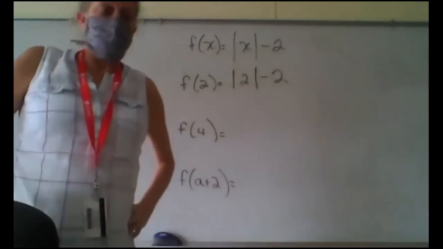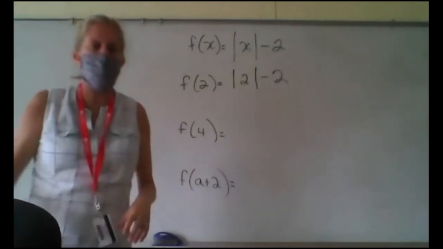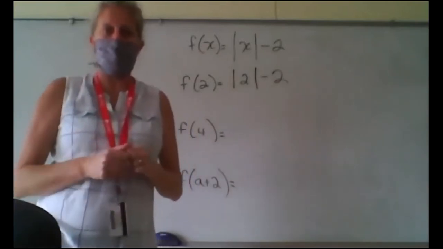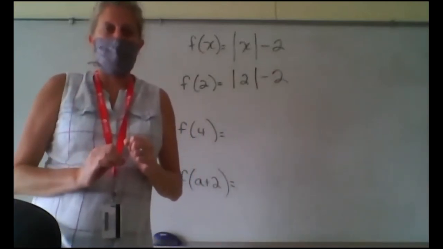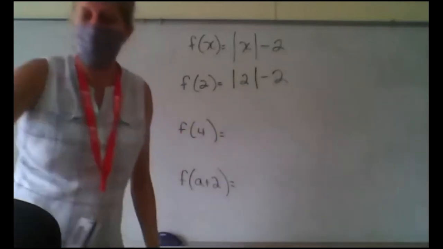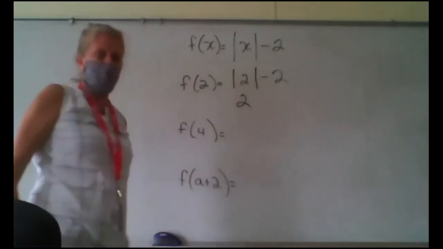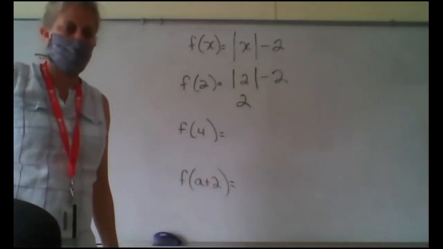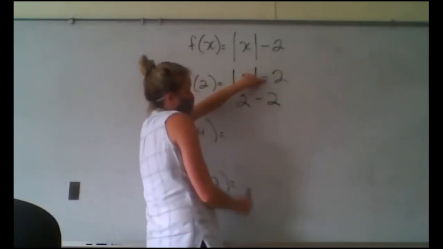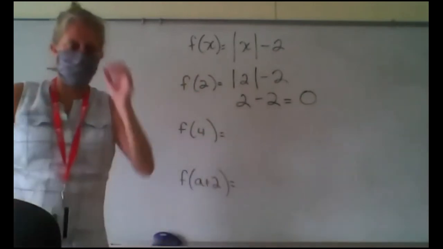So what I need to figure out is what is the absolute value of 2? Well, the absolute value just means how many physical spaces you are away from the number 0. So how many spaces away from 0 is 2? It's 2 spaces away, right? So the absolute value of 2 is just 2. Bring down the minus 2 that's on the outside, and then subtract 2 minus 2 to get 0.